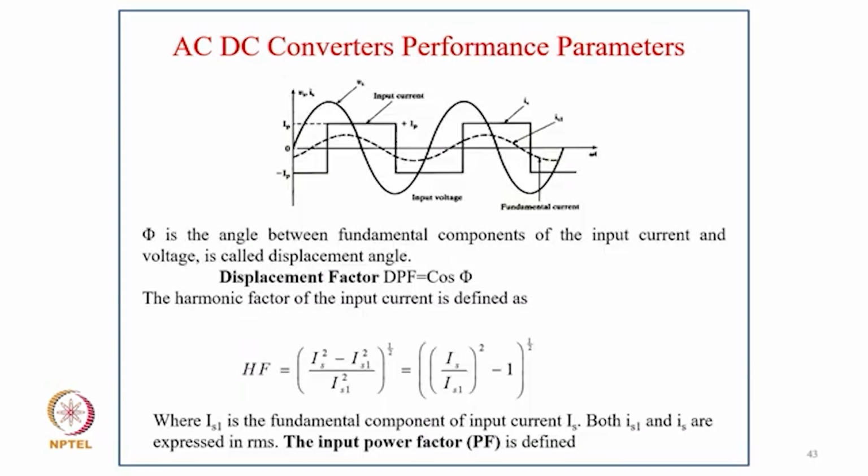So coming to performance of your typically full bridge controlled converter. Phi is the angle between the fundamental component of input current and voltage, called the displacement angle. So the DPF equals cos phi, that is the fundamental power factor. The harmonic factor of the input current is defined as the square root of (IS squared minus IS1 squared) upon IS1, or in brackets (IS upon IS1) squared minus 1, to the power half, where IS1 is the fundamental component of the input supply current, and both IS1 and IS are expressed in RMS.